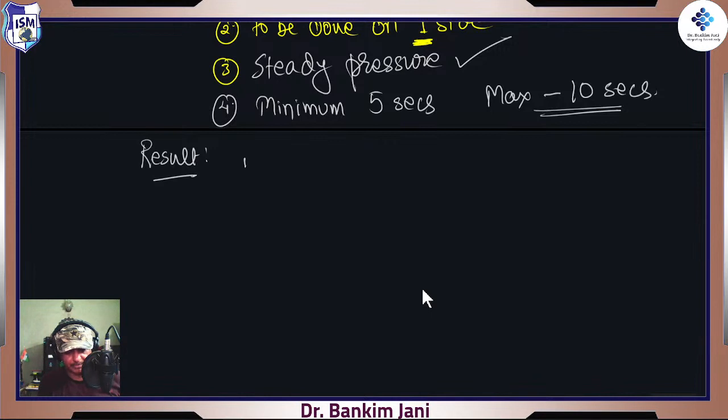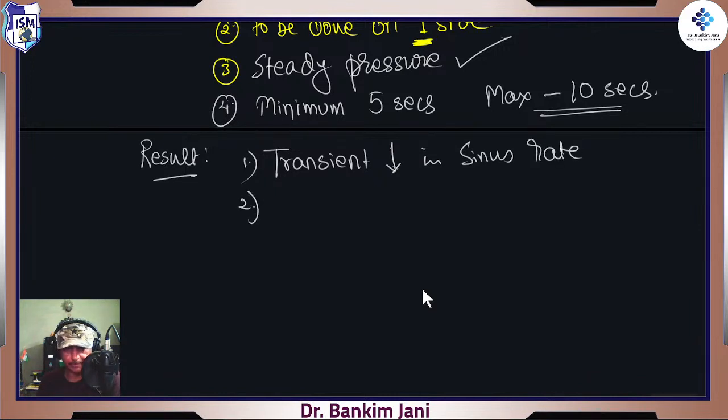What could it be? One, sinus rhythm, that will go down. Right, so there would be the transient decrease, a transient drop in sinus rhythm. So heart rate would decrease, the heart would slow down, right? So there is decrease in sinus rate.